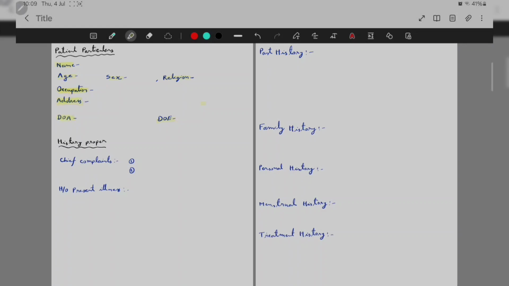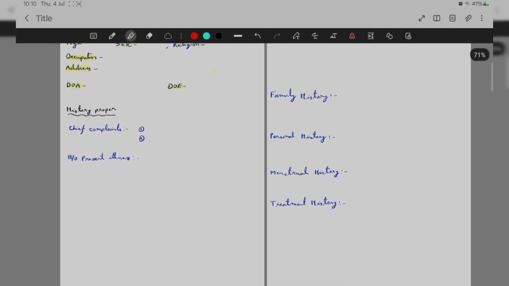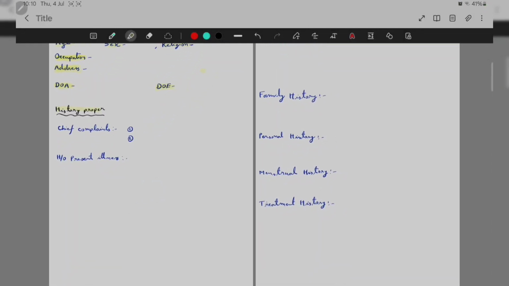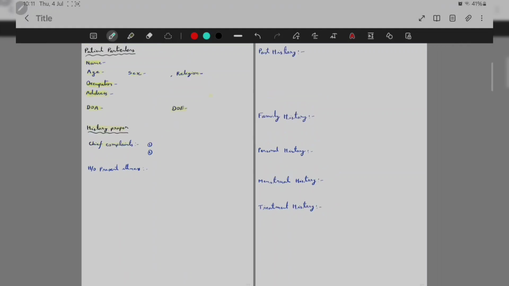After that, the date of admission with date and time, and date of examination with date and time. This goes to the patient particulars. After that, we are going to the history proper. In history proper, at first we have to write the chief complaints, one or two, maximum three, with proper duration. For example, at first we start here from the CVS.